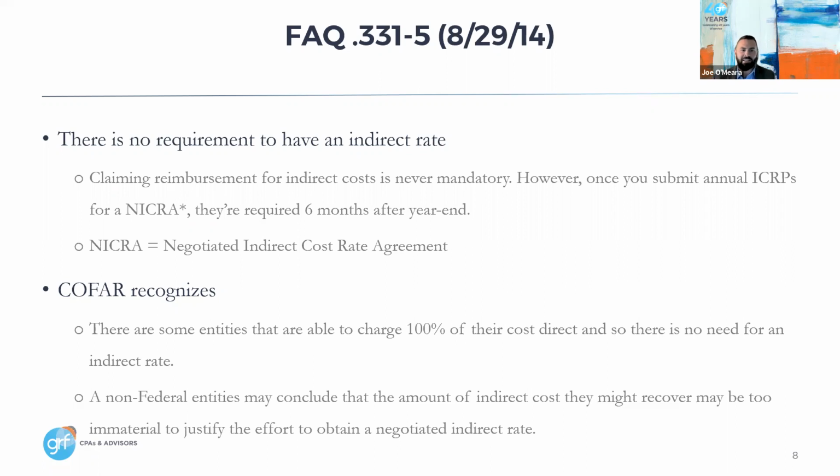But in this FAQ, essentially what the COFAR is recognizing is that there are some organizations that are able to 100% allocate all their costs directly to their projects. Typically these are organizations that have one project they're working on, and every dollar they spend supports that one project, that one objective, maybe 2 or 3. But once you get to 4 or more different types of projects, it becomes a significant hassle and burden to directly allocate all those costs. In a few slides, we'll talk a little bit more about the direct allocation method. But on the high level, there is no absolute requirement to have an indirect rate.